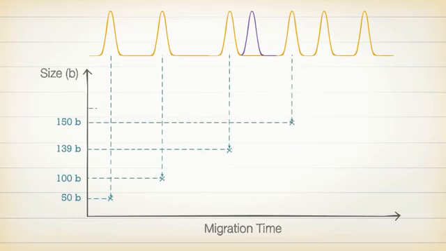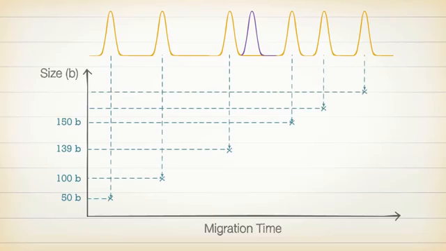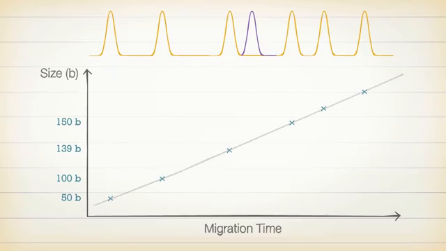A sizing curve is then generated using the sizes of each known DNA fragment in the size standard and their respective migration times. And this curve is used to precisely determine the size of the unknown fragment.